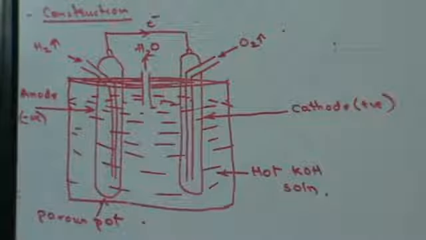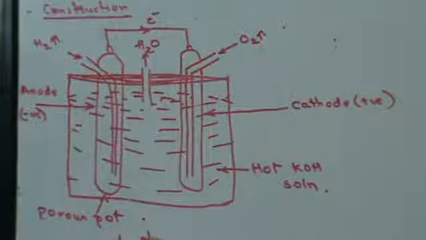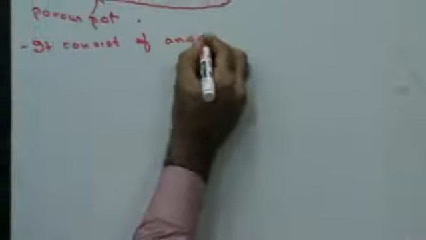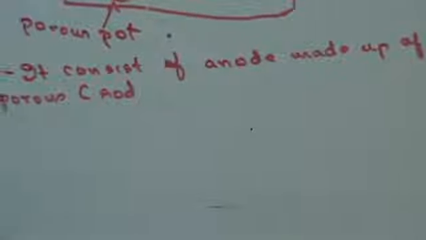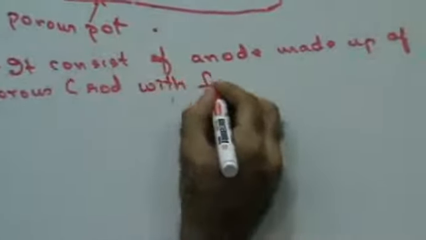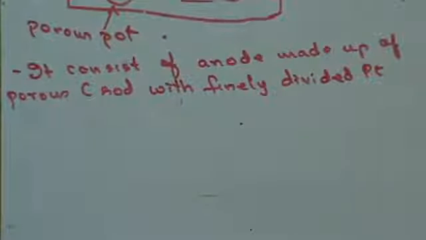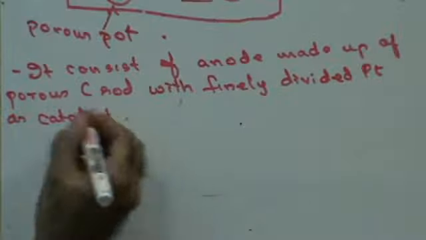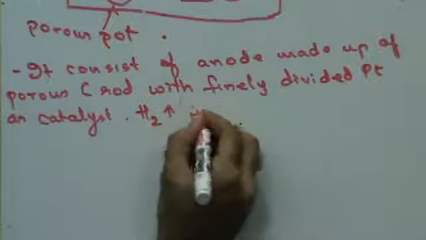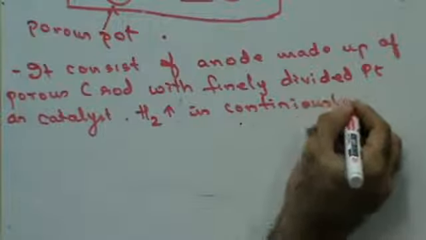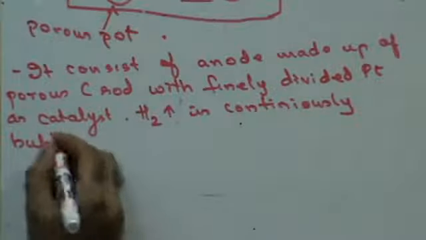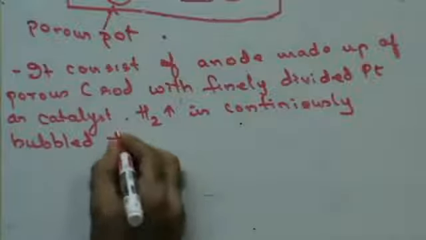Write the construction down, guys. It consists of an anode made up of porous carbon rod with finely divided platinum as catalyst. Hydrogen gas is continuously bubbled through the anode. That's my anode.